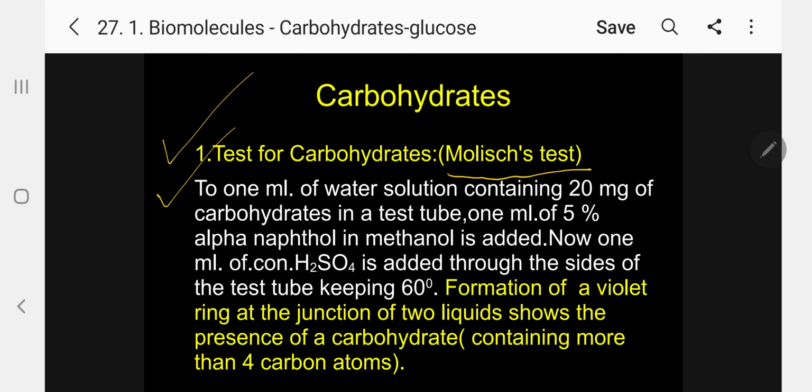To 1 ml of water solution containing 20 milligrams of carbohydrate in a test tube. That means 20 milligrams of carbohydrate is dissolved in 1 ml of water and taken in a test tube, usually a boiling tube, and 1 ml of 5% alpha naphthol in methanol. Alpha naphthol. Please follow. What is alpha naphthol?